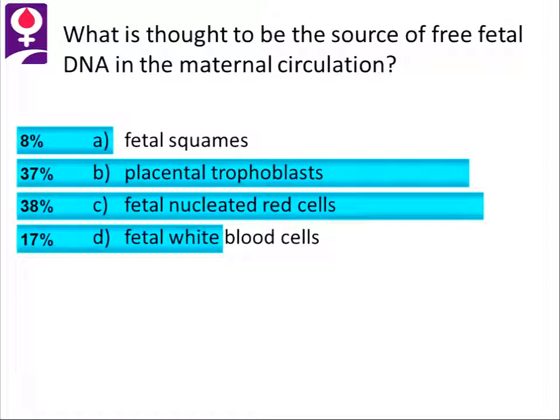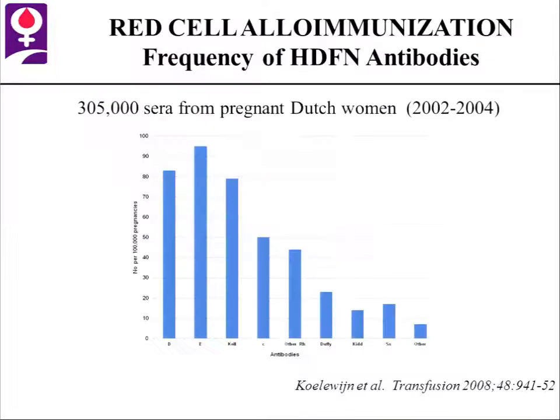Okay. So move back to our slides, please. Let's talk about the various antibodies that are found in pregnancy. This is a large series from a Dutch group and looked at the various antibodies found. And what you see is that D is still very commonly found in pregnancy as an antibody associated with hemolytic disease of the fetus and newborn.